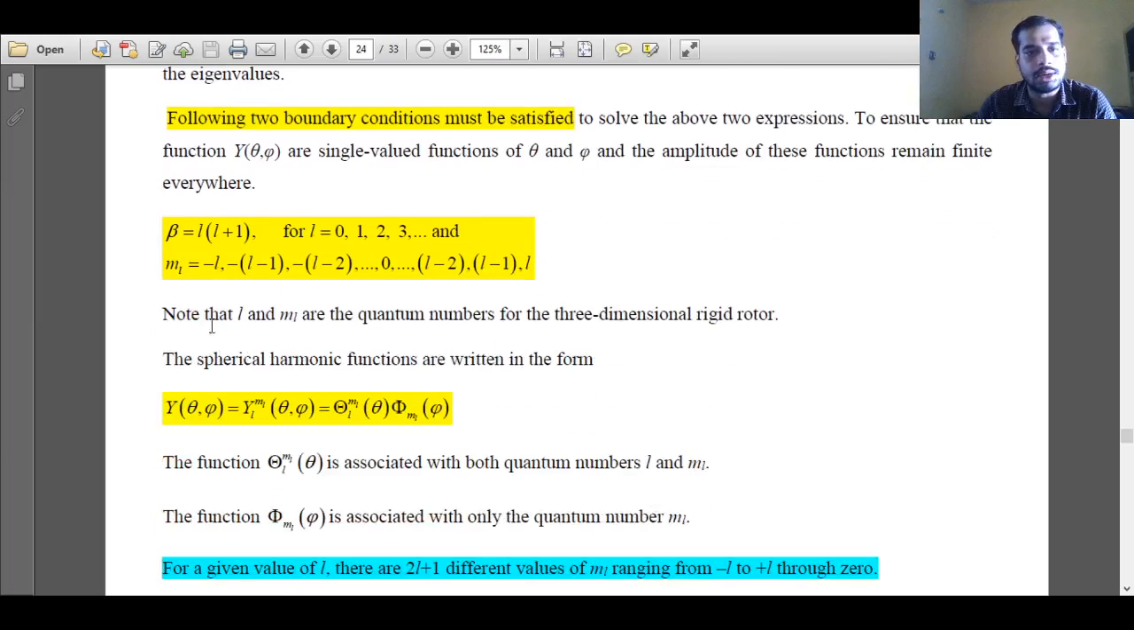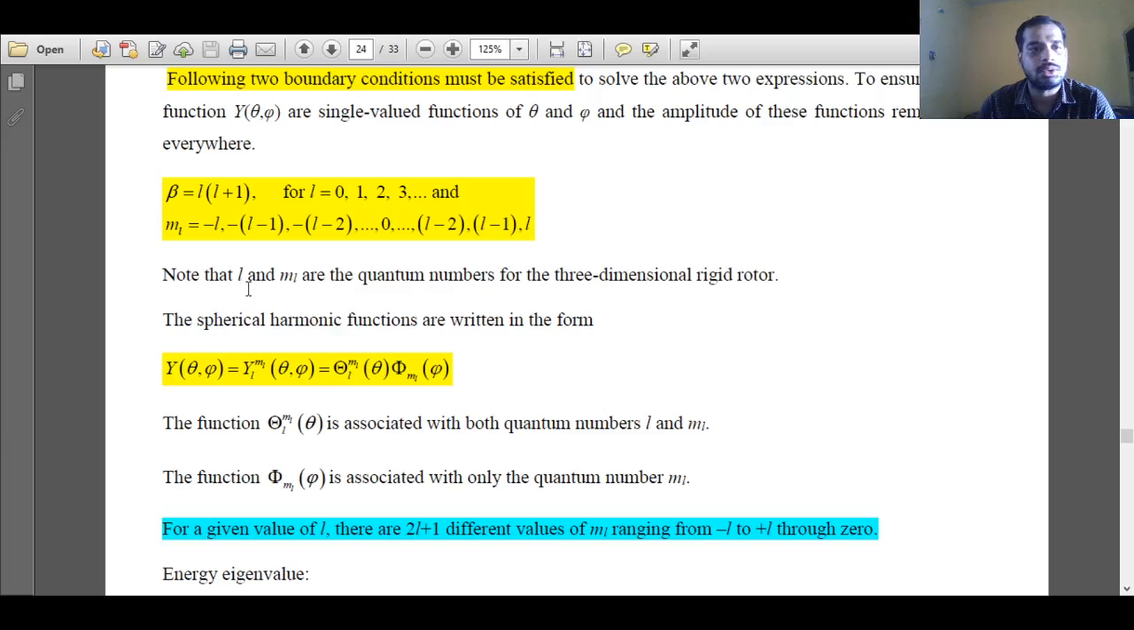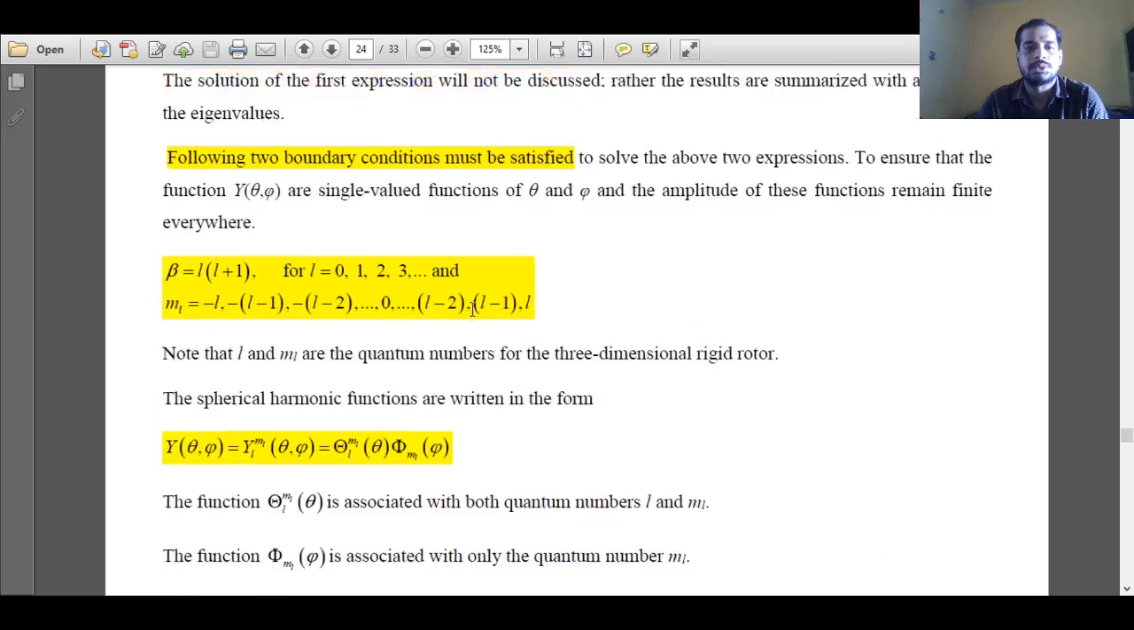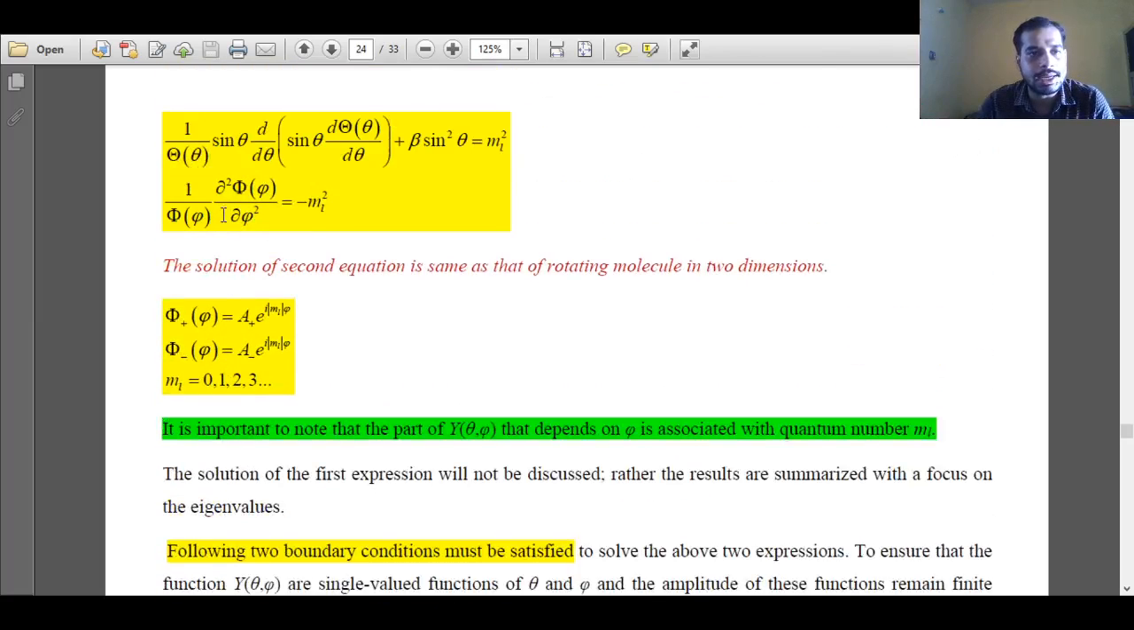So what are the quantum numbers? One quantum number is L and the other quantum number is ml. So note that L and ml are the two quantum numbers for the 3-dimensional rigid rotor. In case of the 2-dimensional rigid rotor, we got only ml, but in the 3-dimensional rigid rotor, the problem depends upon two quantum numbers. One is L and the other one is ml. So as I said, the second expression is a function of only phi variable, and it depends upon only one quantum number, that is ml. But the first expression depends upon two quantum numbers, L and ml.